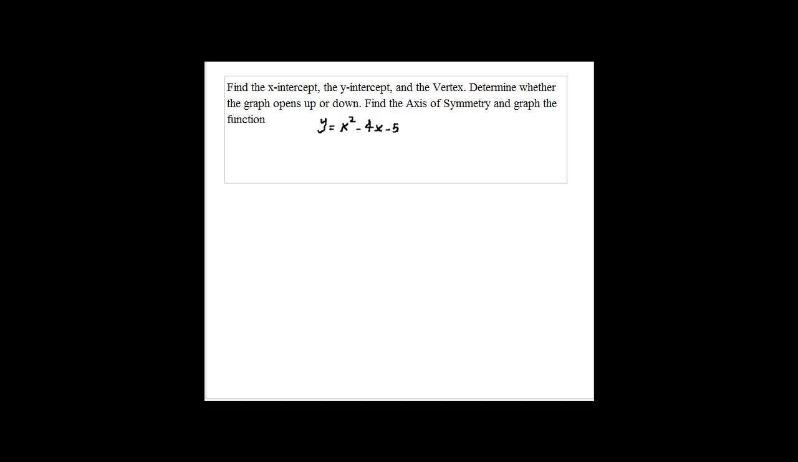We want to find the x-intercept, the y-intercept, and the vertex. We want to find whether the graph opens up or down, find the axis of symmetry, and graph this function. This looks like a second-order equation, and that would look like a parabola.